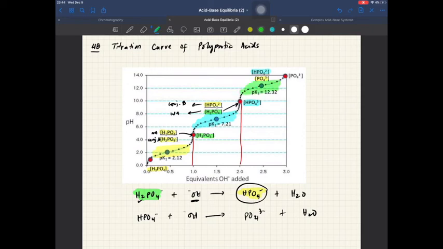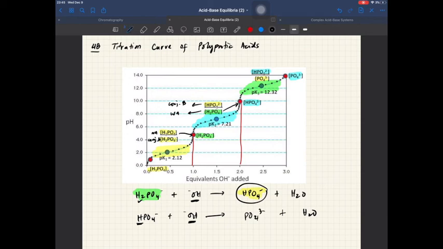When all of the hydrogens of hydrogen phosphate are reacted by hydroxide ion, that is when we form the last product, which is phosphate ion. So phosphoric acid has three ionizable hydrogens and therefore three equivalence points. And at the middle of each equivalence point region are buffer regions.